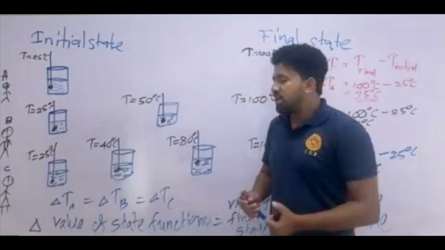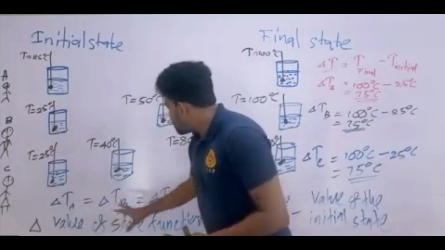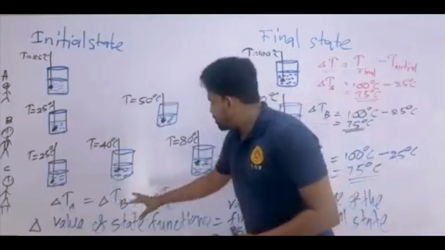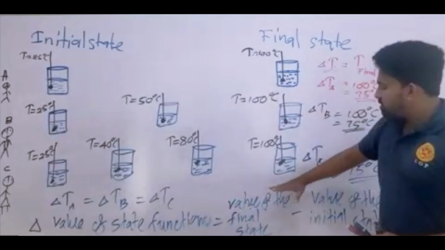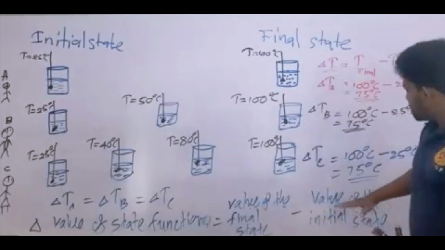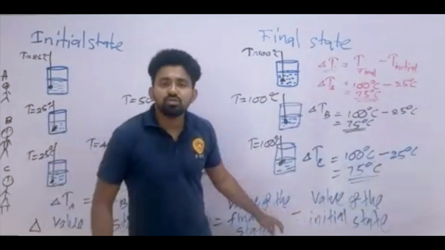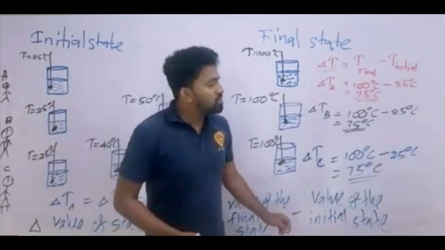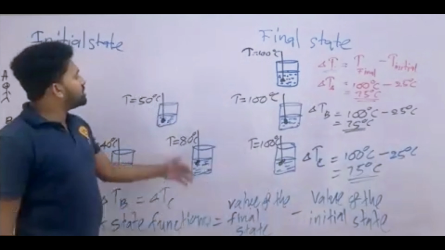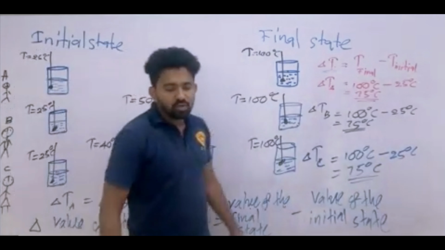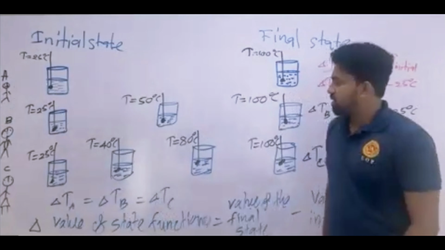So by using that, we get an equation for the delta value of the state function. The delta value of the state function is equal to the value of the final state minus the value of the initial state. Because of this equation, the definition of the state function, these do not depend on the intermediate steps.